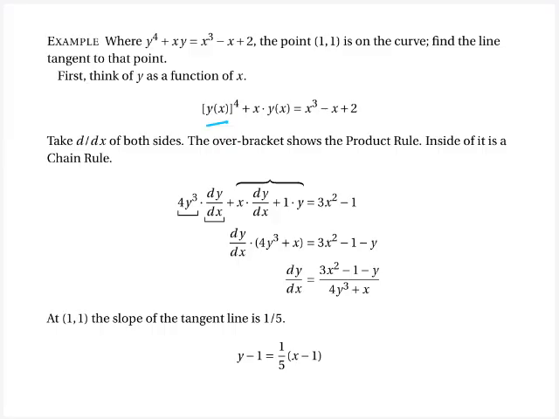So there it is. I took the chain rule on the y of x to the 4th power. Here I have x times y of x, so I took the product rule. I used the over bracket just because I have a two-term expression. I'm trying to help a person keep track of what's happening. So that's the product rule. You write down the first, you take the derivative of the second. Sure enough, it says dy/dx. Then you write down the second, and you take the derivative of the first.